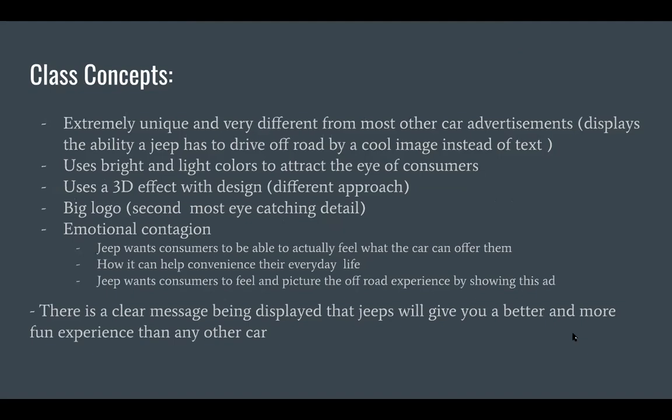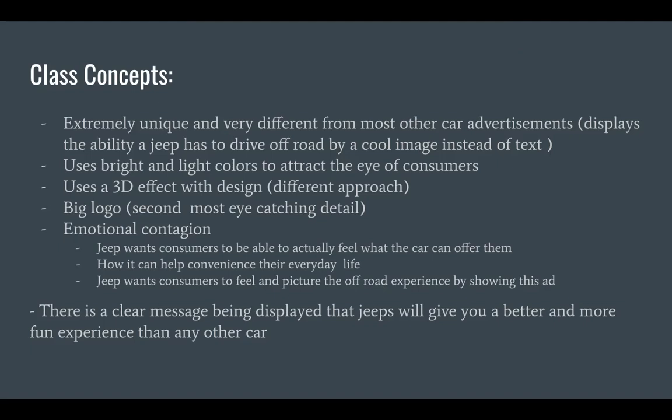So relating this ad back to class concepts, it's extremely unique and very different from most other car advertisements because it displays the ability that the Jeep has to drive off road or go on the beach. It expresses the difference of this car compared to a lot of the other basic cars. It uses bright and light colors to attract the eye of consumers. It uses a 3D effect, like we've said, which is very unique and a different approach to using a print ad, especially for a car advertisement. The logo is also really big, which is very eye-catching. It could be the first or second most eye-catching detail in the ad.